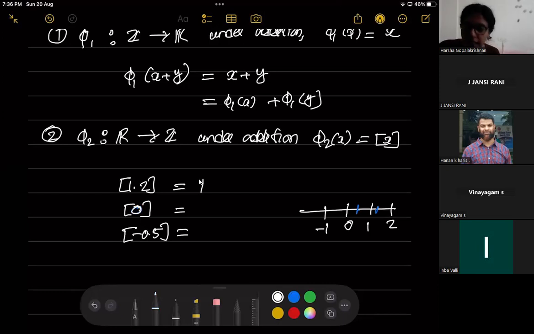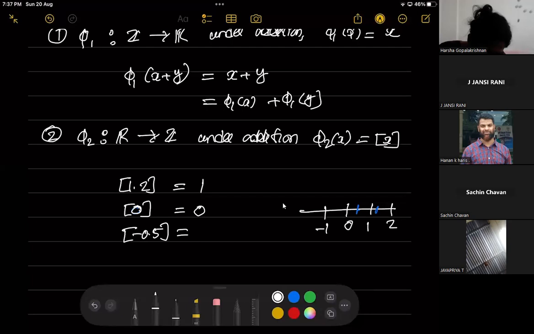So what will be the greatest integer of 0? 0 itself is an integer. So the greatest integer below 0 is 0, right? Below means including 0. So whatever integer we are taking, the greatest integer of that integer will be itself. So greatest integer of 0 will be 0. Now, can anyone say greatest integer of minus 0.5? Minus 1. Okay, minus 1. So this is how the greatest integer function is formed.